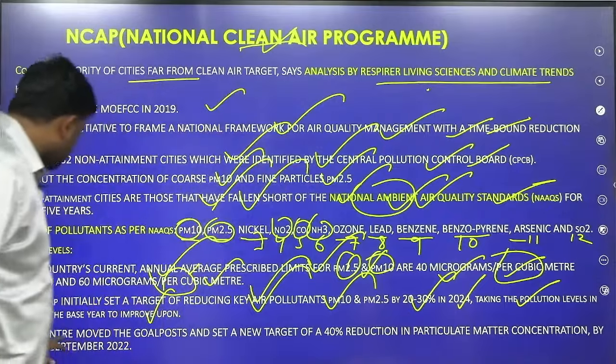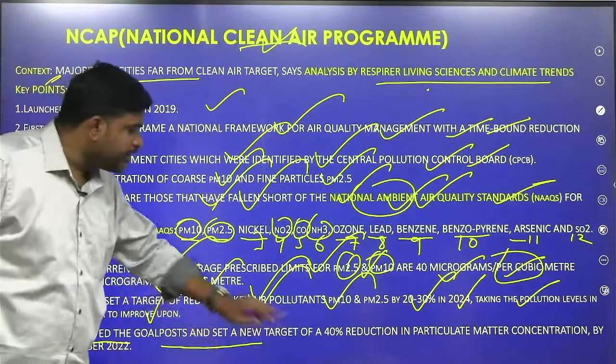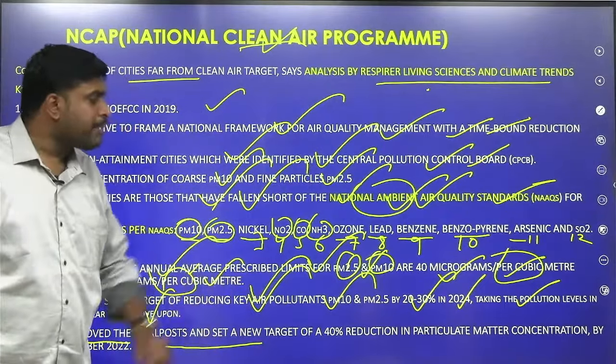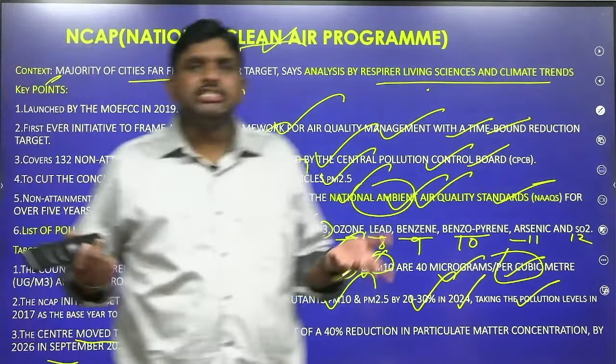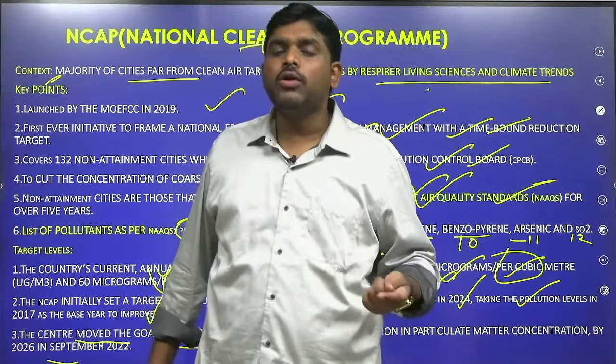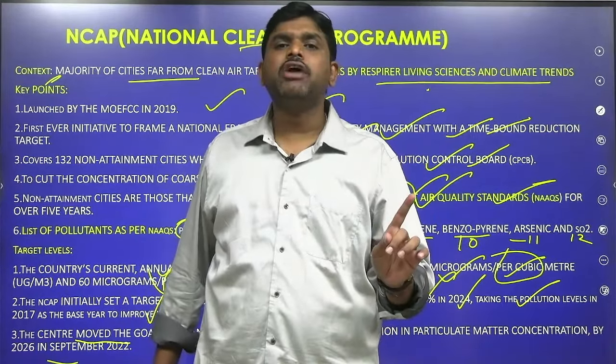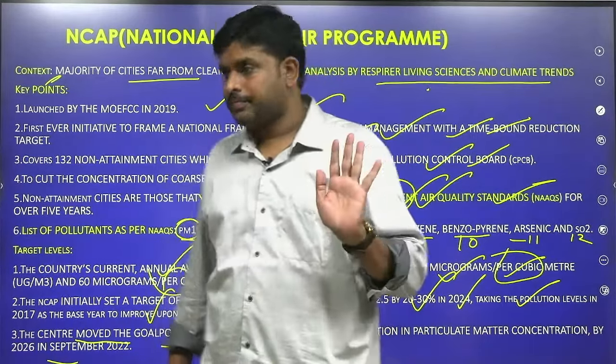Third target. The center moved the goalpost and set a new target of 40% reduction in particulate matter concentration by 2026. Now, what I did, I could not achieve. So, the central government again changed the goal and told that at least by 2026, we have to reduce by 40%.